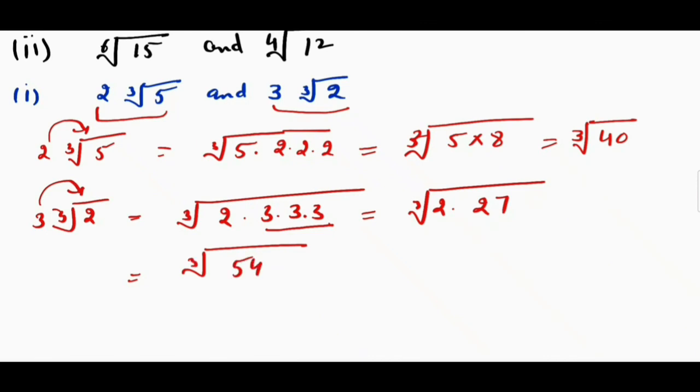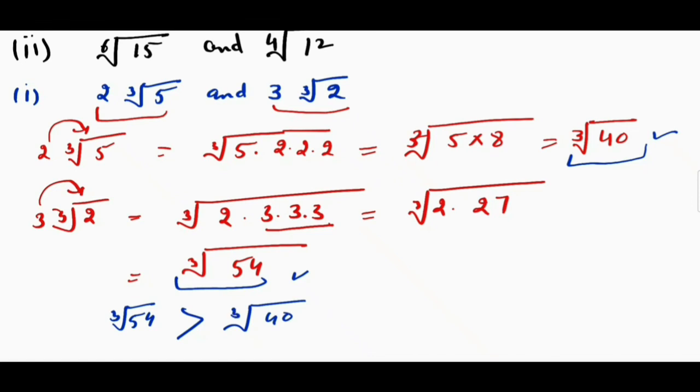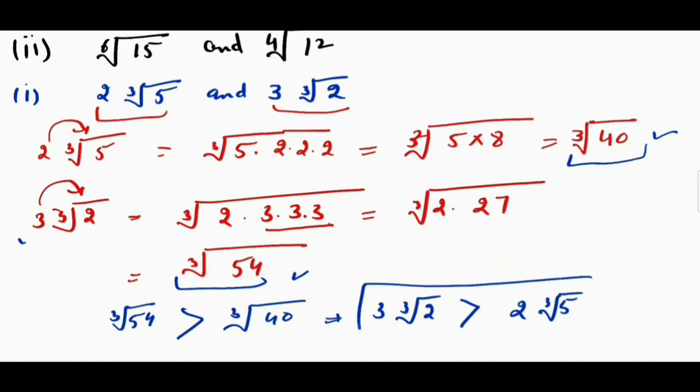So which one is greater? Now we have to compare these two numbers, this and this. If you compare, we know this number 54 is greater than 40. So it means cube root of 54 is greater than cube root of 40, or we can say that this 3 cube root of 2 is greater than this number 2 into cube root of 5. So let's take the second example.